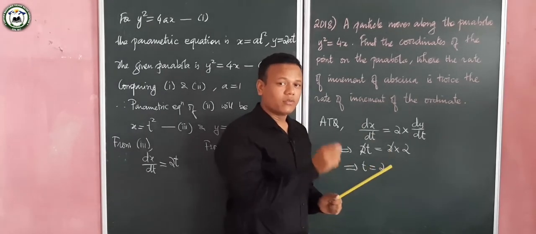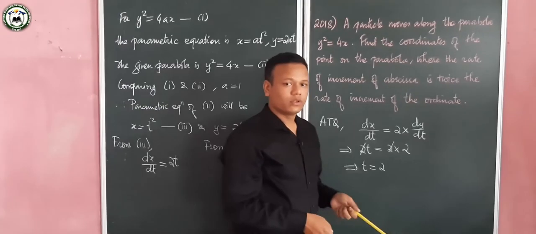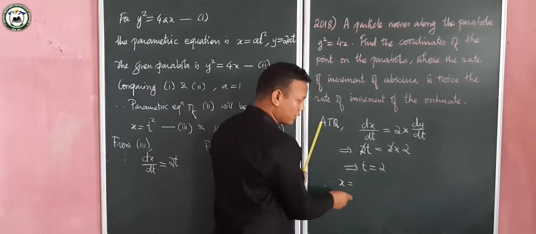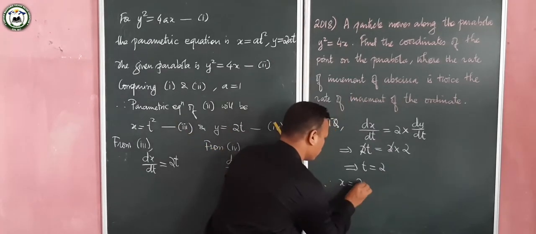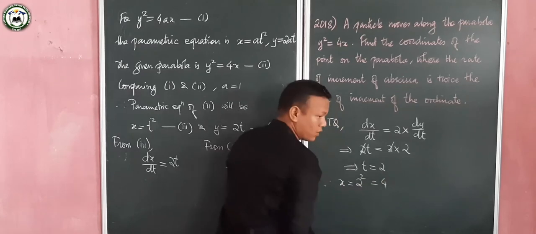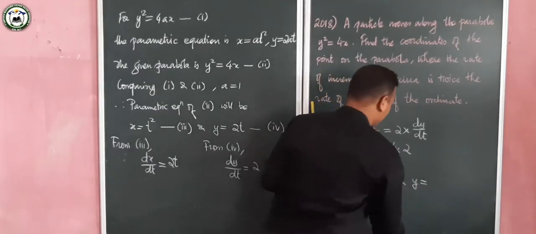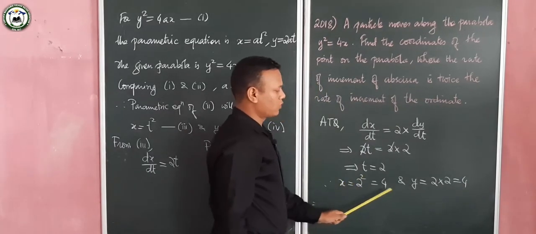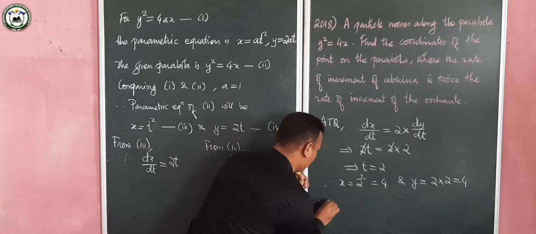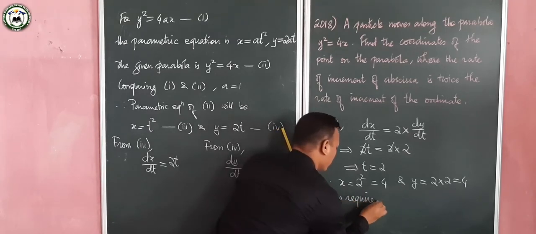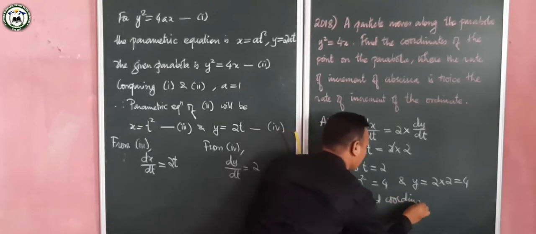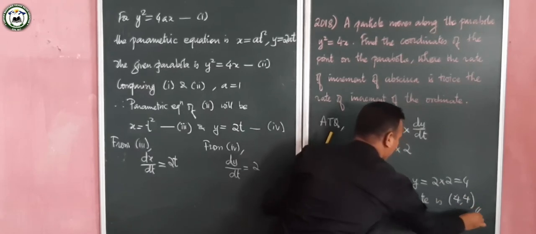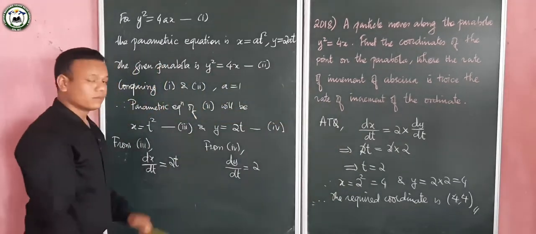But we need the coordinate, that is, we need the value of x and y. The value of x and y can be found using 3 and 4. From 3, x equals t square, that is 2 square, which is 4. And y is 2t, so 2 into 2, which is again 4. So the value of abscissa is 4 and the value of y is also 4. Therefore the required coordinate is (4, 4). So this will be the required coordinate for our question.